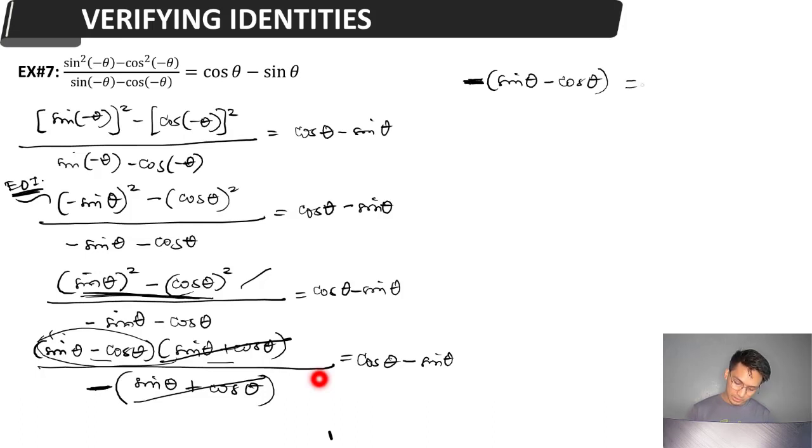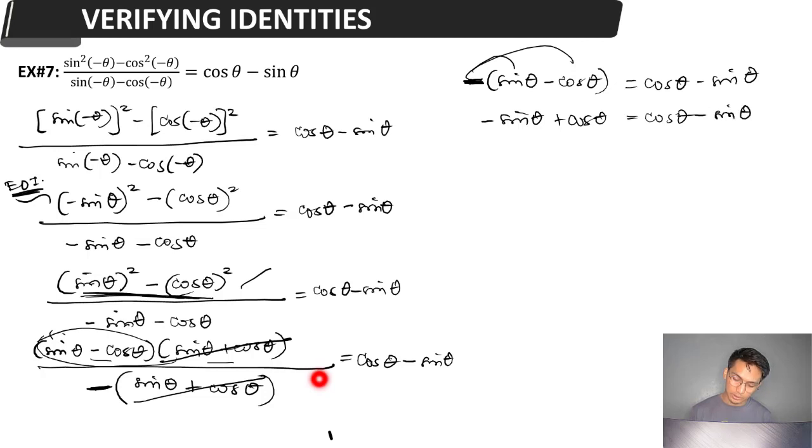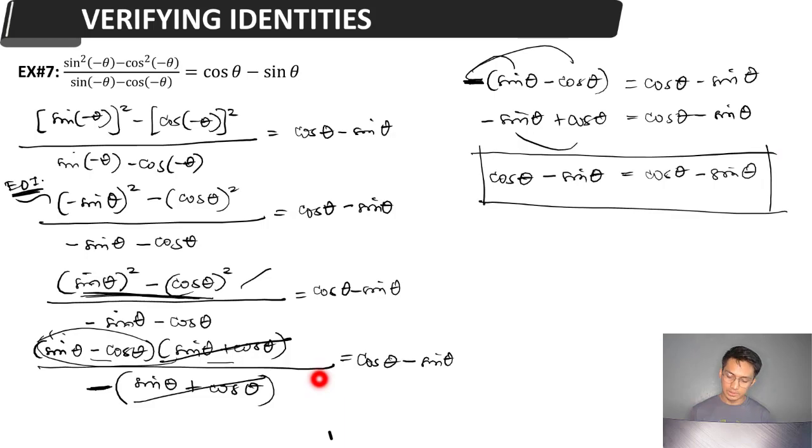Ito siya. Is equal to cosine theta minus sine theta. Hindi pa siya match. So, another simplify pa. Distribute natin yung negative sign. This is negative sine theta. And magiging positive cosine theta. And this is equal to cosine theta minus sine theta. So, pagbaliktarin lang natin, this is cosine theta minus sine theta is equal to cosine theta minus sine theta. And this is the solution for example number 7.